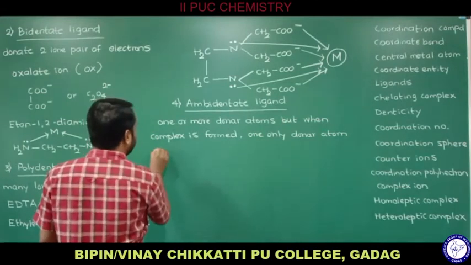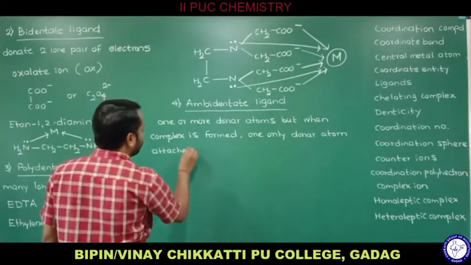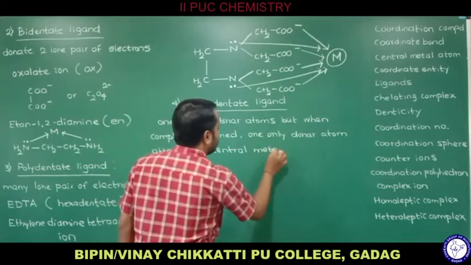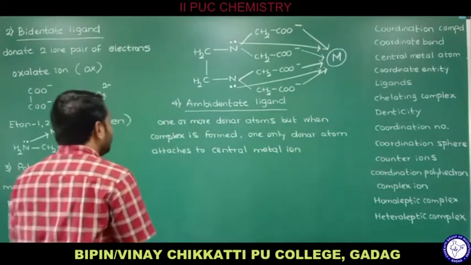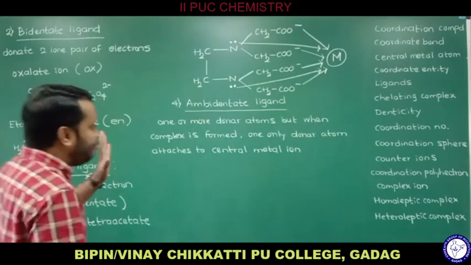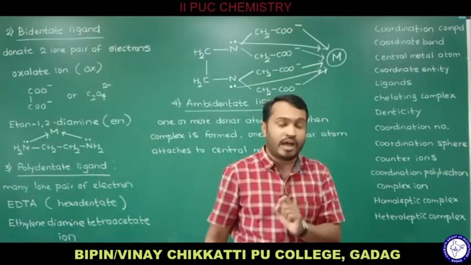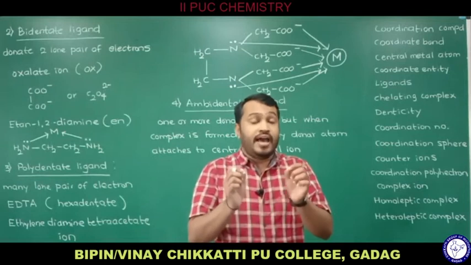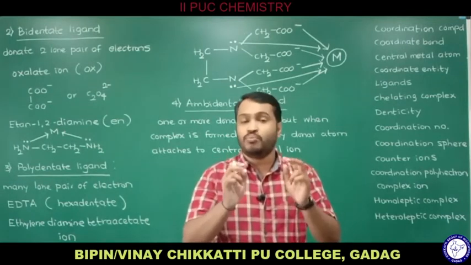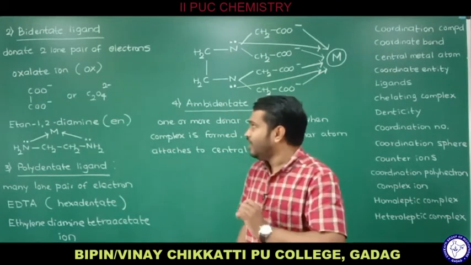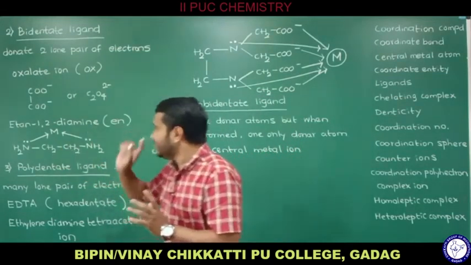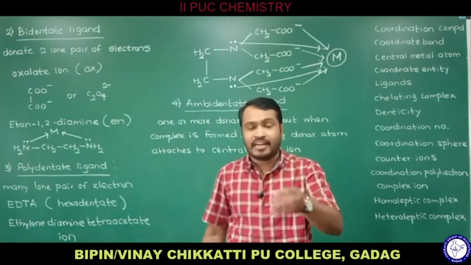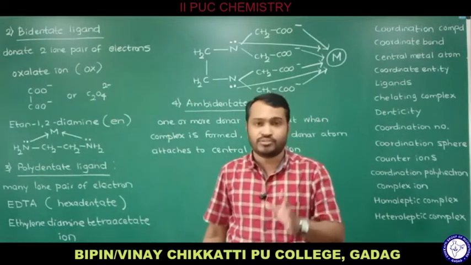When only one donor atom attaches to the central metal atom or central metal ion, you can say. So that is the meaning of, you know, ambidentate ligand. So try to understand the concept of ambidentate ligand. It is a ligand, and actually in that case we have more than one donor atom. One example I am going to consider. If you consider this EN, that is ethane 1,2-diamine, we have nitrogen as the donor atom. Donor atom means the atom that possesses a lone pair of electrons, that is going to donate the lone pair of electrons, that we call as donor atom.